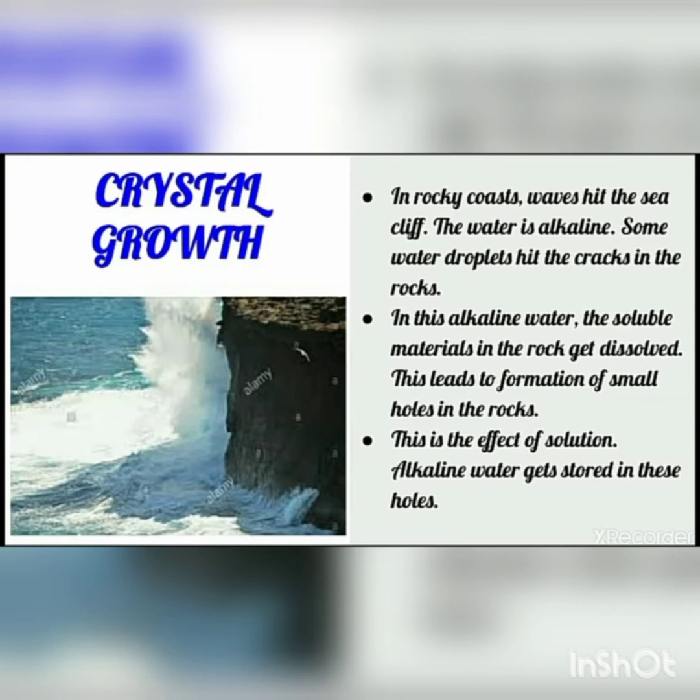So what happens in rocky coasts? As we already studied, different types of minerals are present in the rocks. Some minerals dissolve, and as a result this leads to the formation of small holes in the rocks. This is the effect of the solutions that are present, and alkaline water gets stored in these holes.